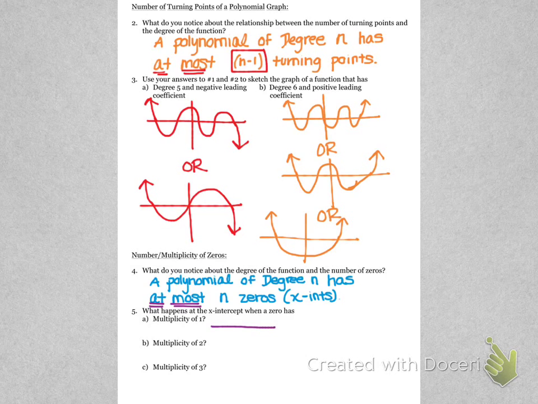So any function that has a multiplicity of 1 is going to go straight through the x-intercept, or x-axis, I'm sorry. This is going to be our x-axis. So it could go like this, or it could look like this.